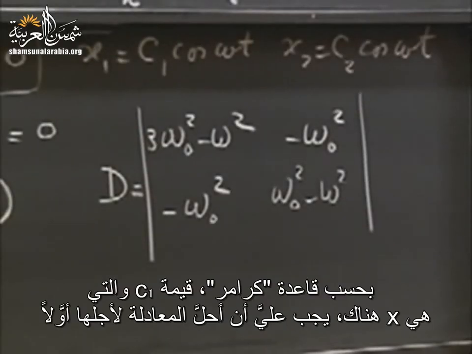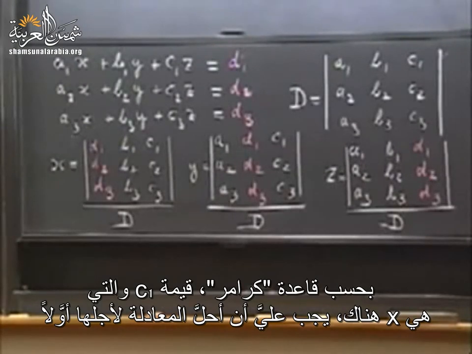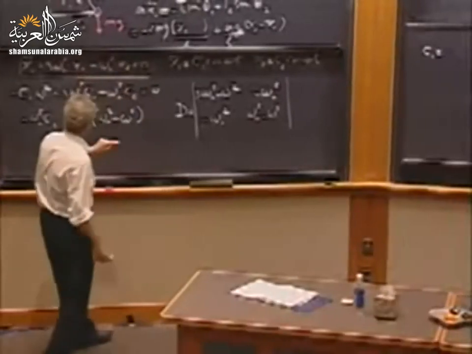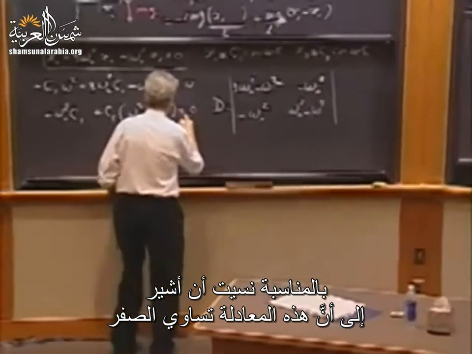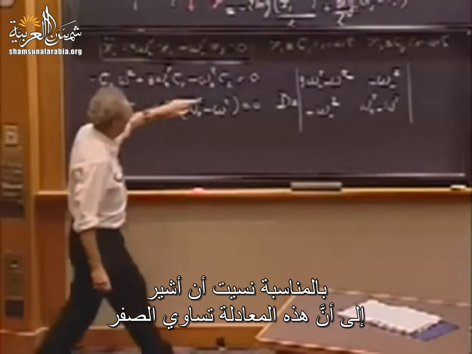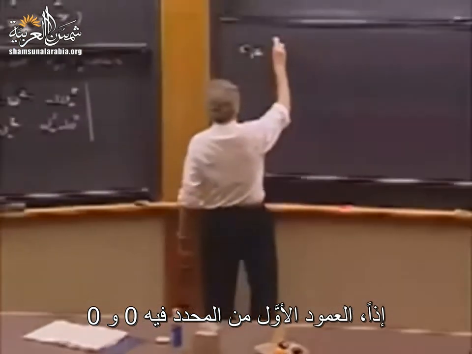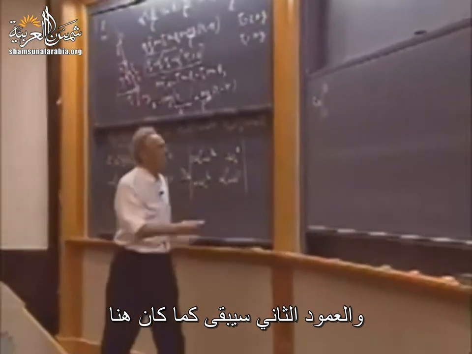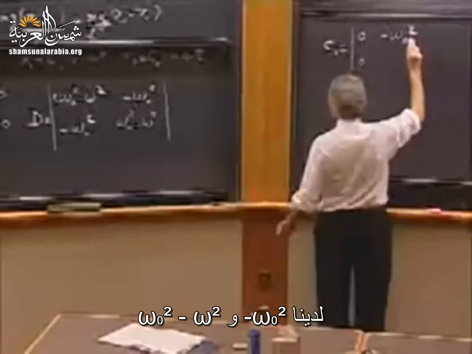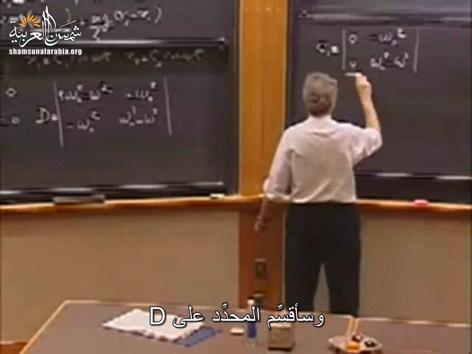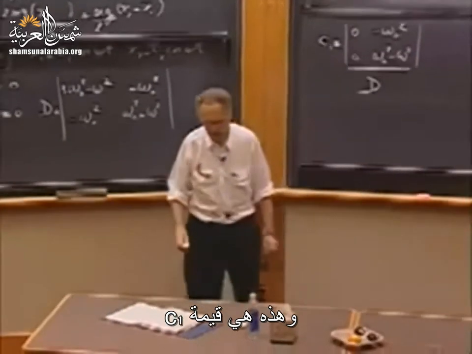So following Cramer's rule then, my C1, which is X there, that's the one I want to solve for. So my C1, I now have to take this 0. This is also a 0, by the way. I forgot to mention that this is a 0. Right? This equation is a 0. So this column now, 0, 0, has to come first. So I get here 0, 0. And then the second column is the same as it was here, minus omega 0 squared. And then I get omega 0 squared minus omega squared. And that's divided by D. So we now know that that is C1.